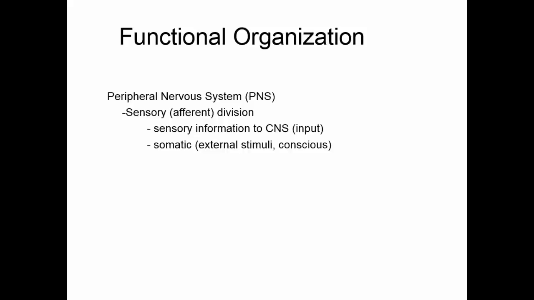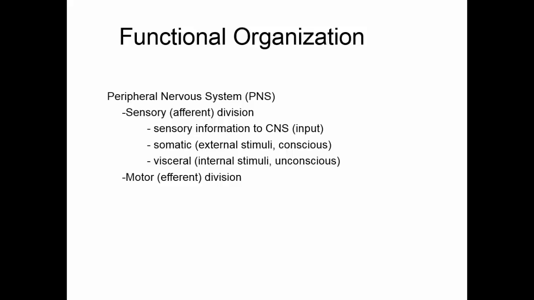We can have either somatic sensory nerves that pick up external stimuli. This tends to go to our conscious brain and we're aware of the stimuli. Visceral sensory input takes care of internal stimuli. Typically, we are unaware of this, so this goes to our unconscious brain.